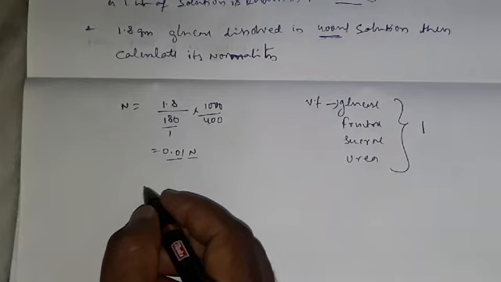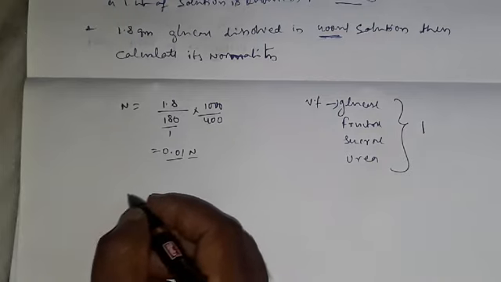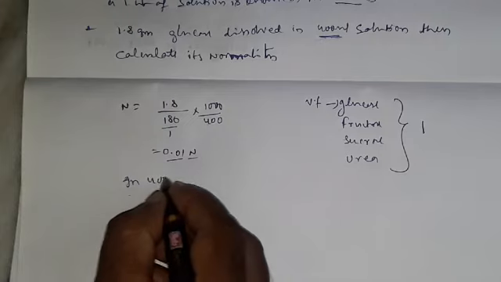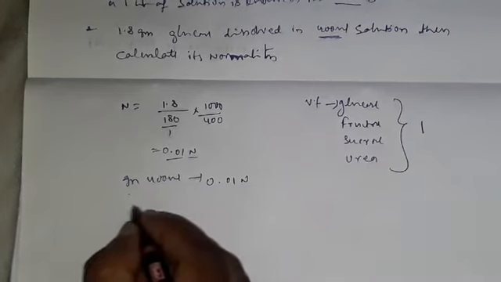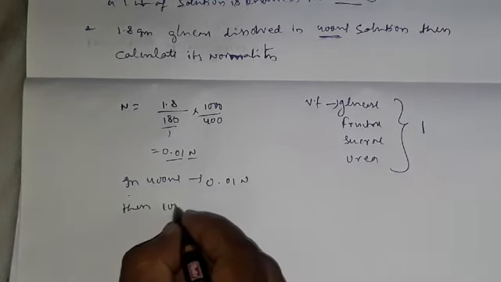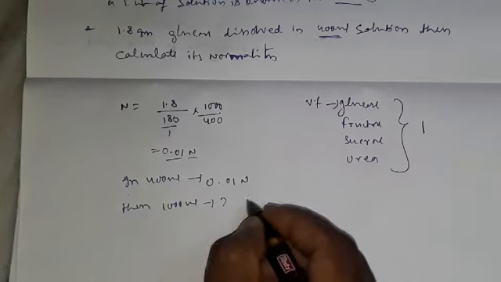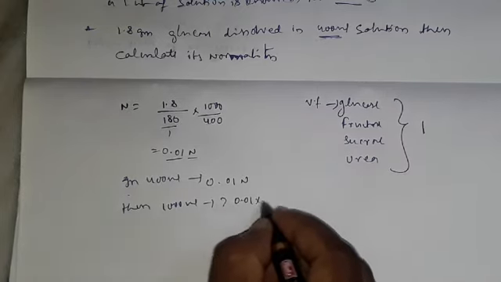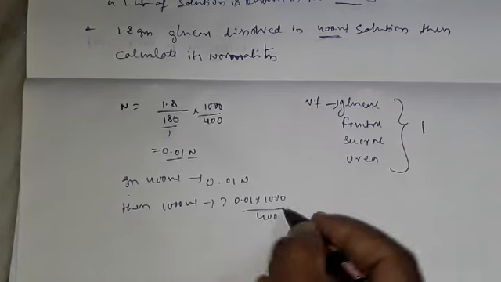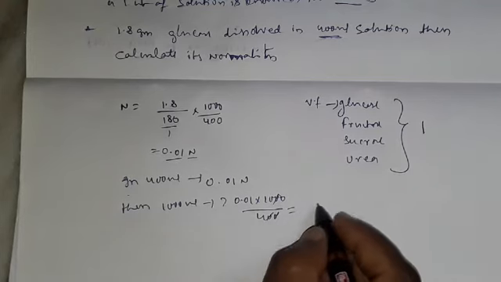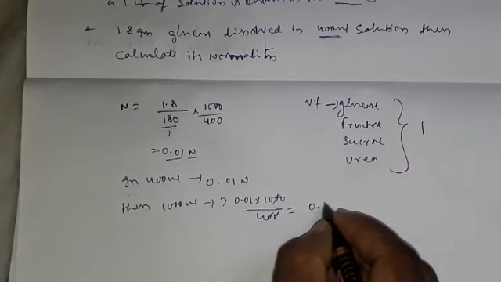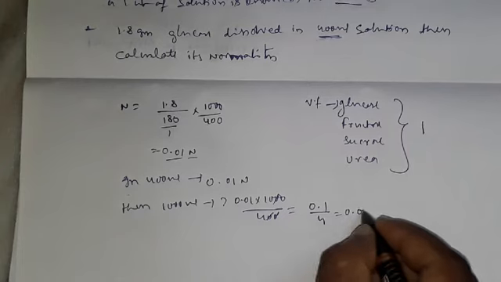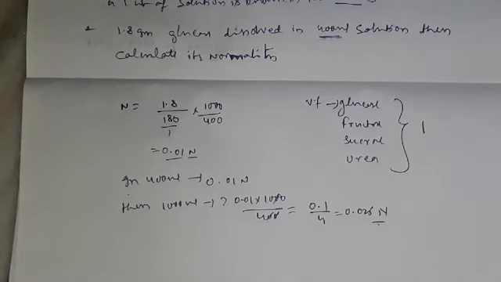Suppose in 400 ml the normality is 0.01 normal, then in 1000 ml the normality is 0.01 into 1000 by 400. This is cancelling, then you get the value 0.1 by 4, 0.025 normal. Okay.